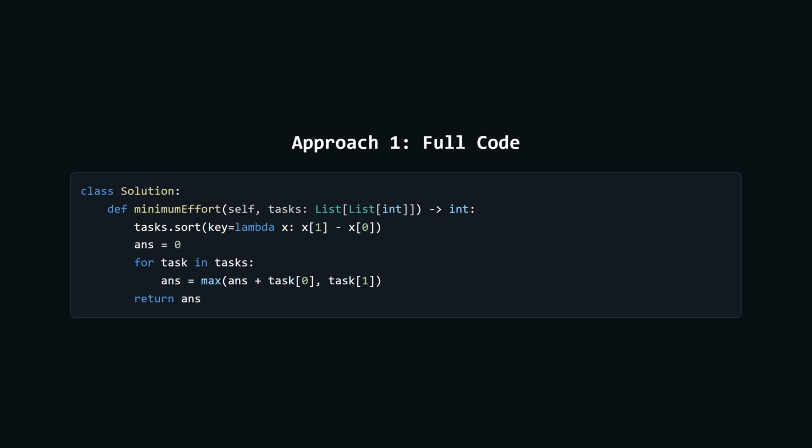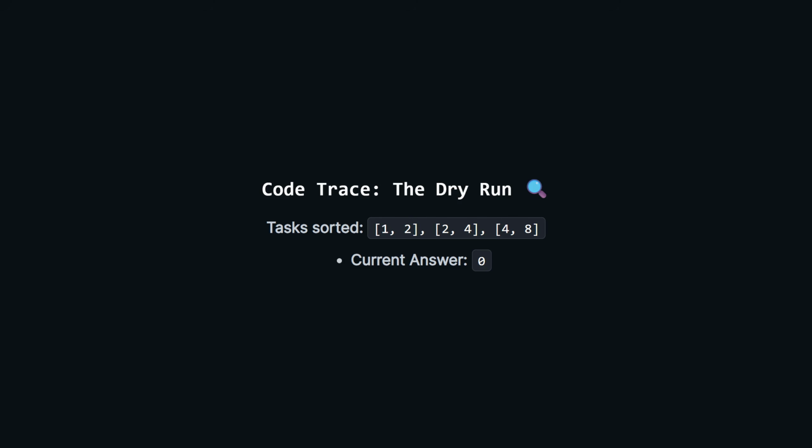Here is the complete code for this first approach. It's incredibly short and elegant once you understand that sorting trick. Let's do a quick visual trace to prove how it works. Let's run our previous example through this logic. Our tasks are already sorted by difference perfectly. We start with our answer at 0.